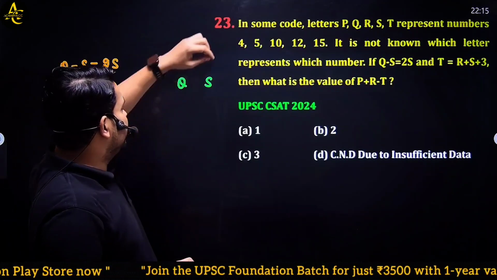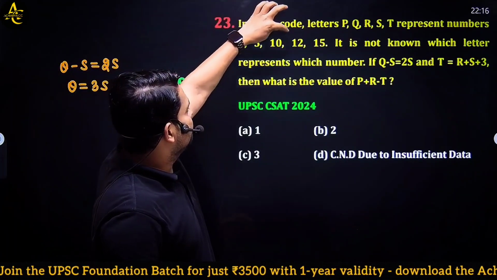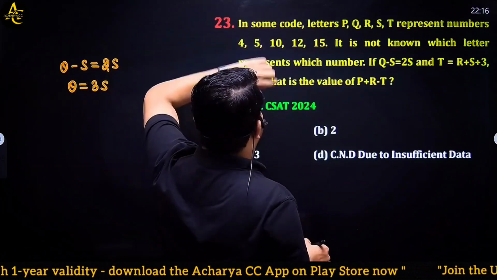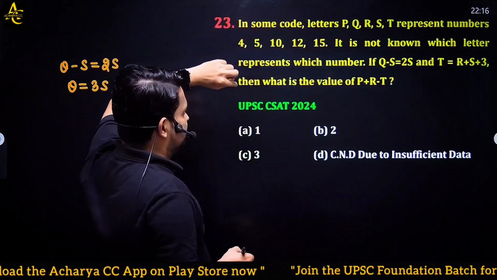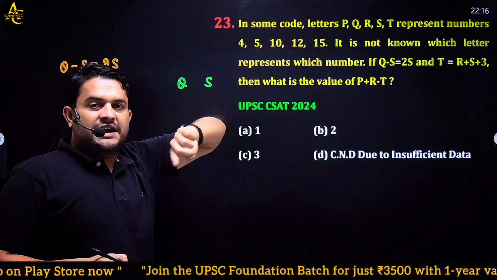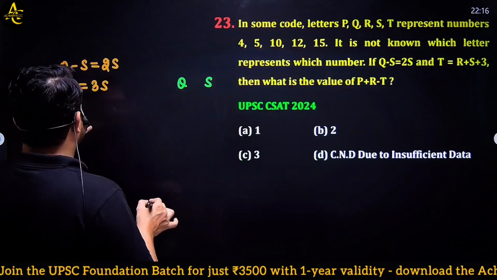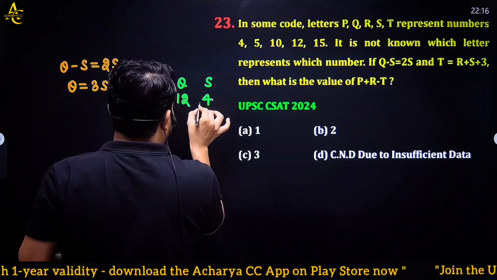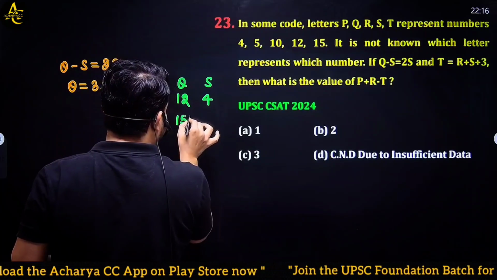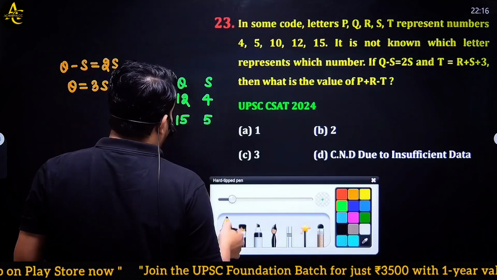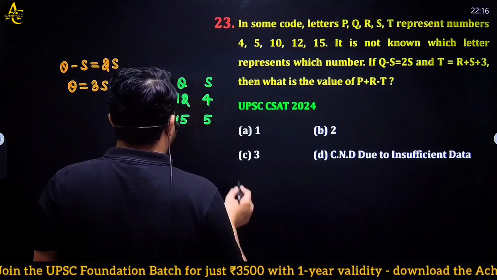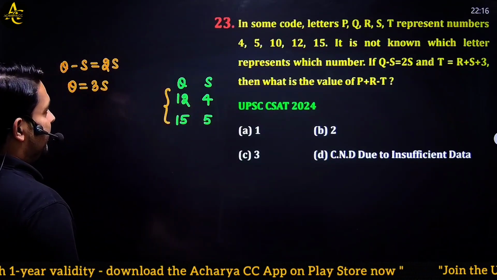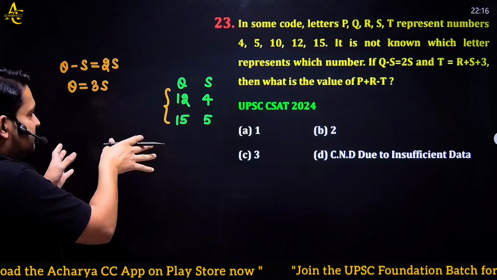So if I take one number 4, then 12 is 3 times of that number. If I take 5 as one number, then 15 is 3 times of that number. If I take Q as 12, then S is 4. If Q is 15, then S is 5. So I have two optional values of S and two optional values of Q. The question is stuck here.